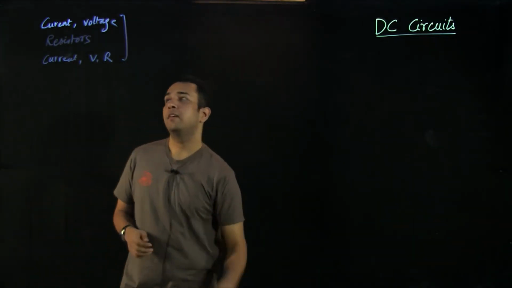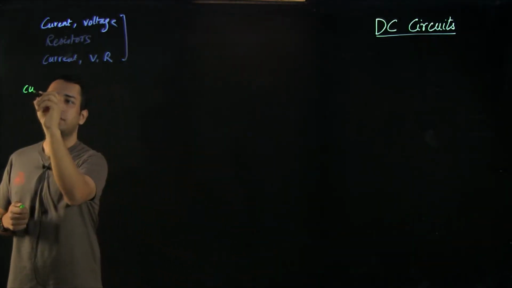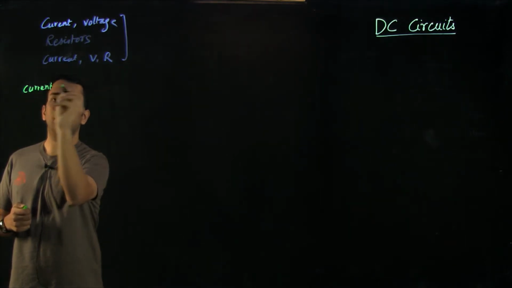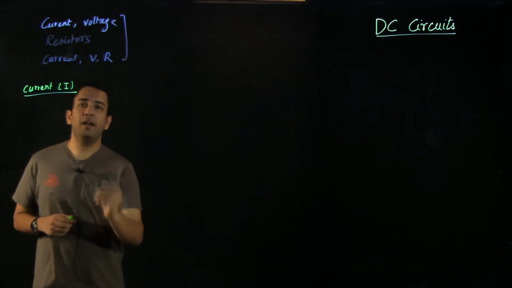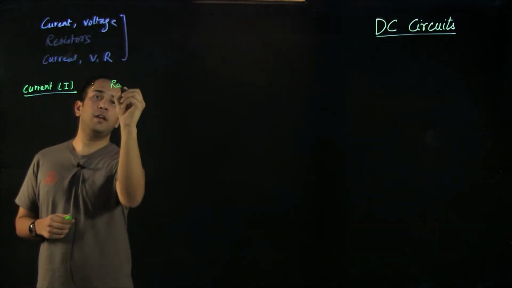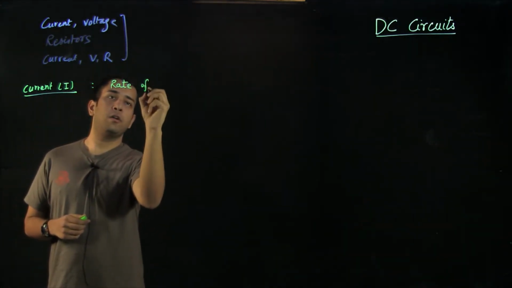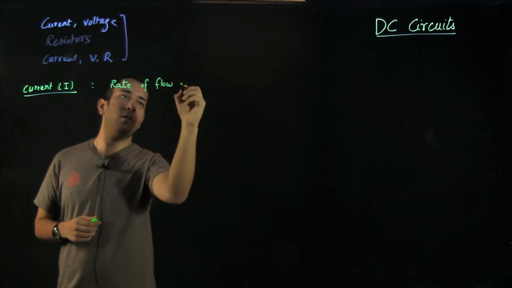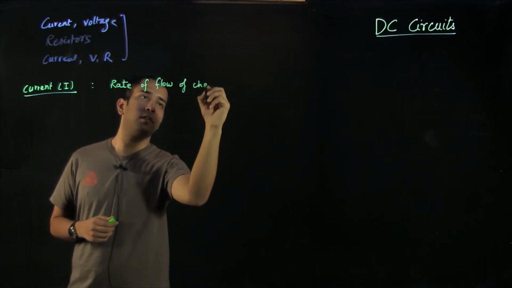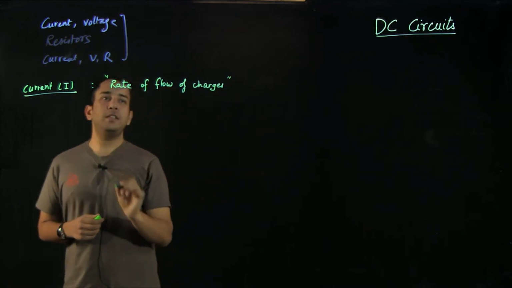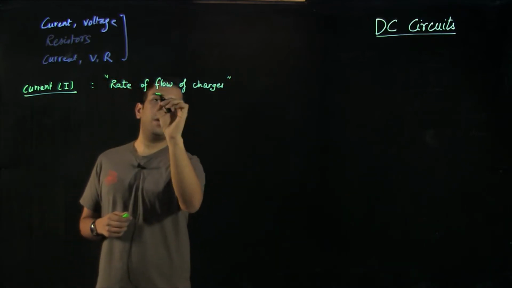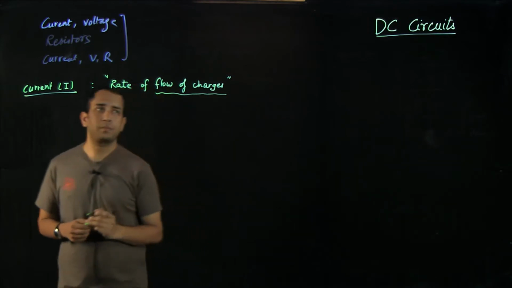So let's start with current. Current is defined as the rate of flow of charges. We will see what we mean by the term flow of charges.